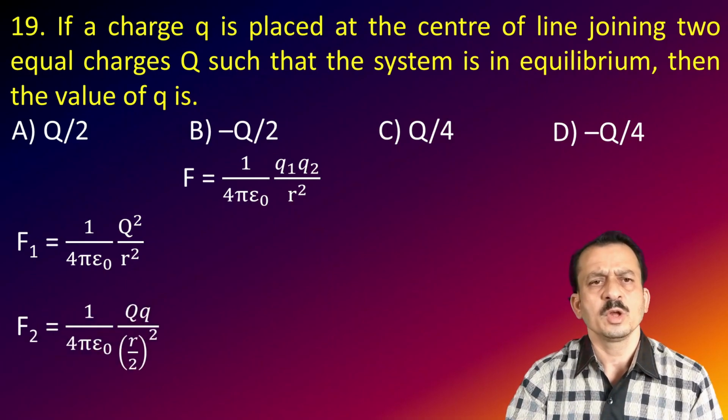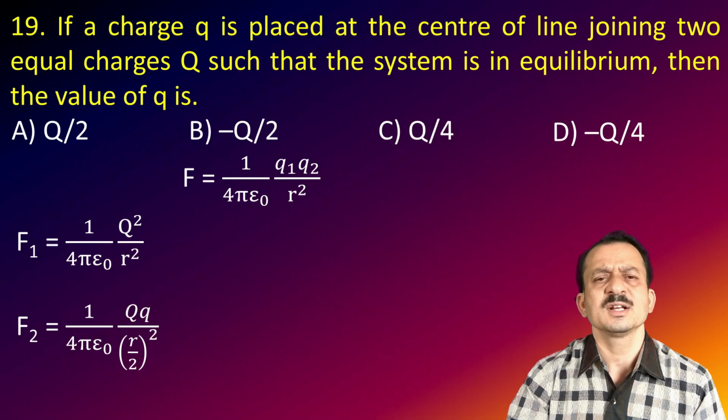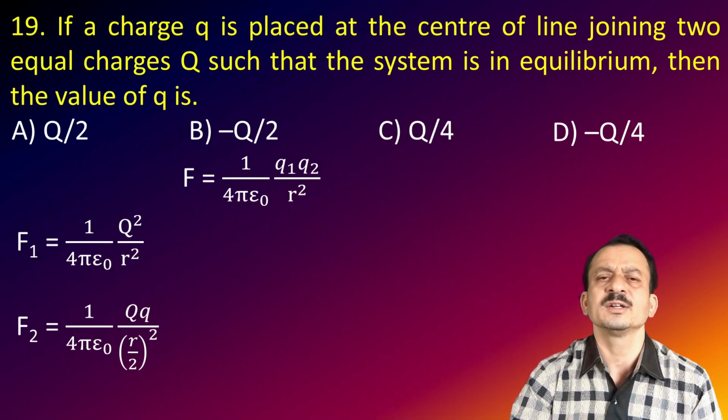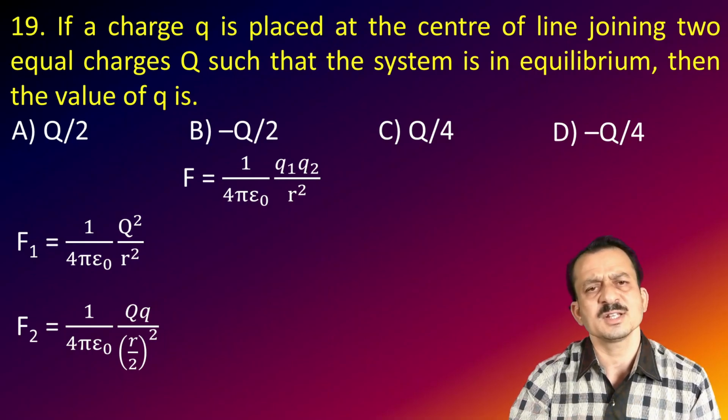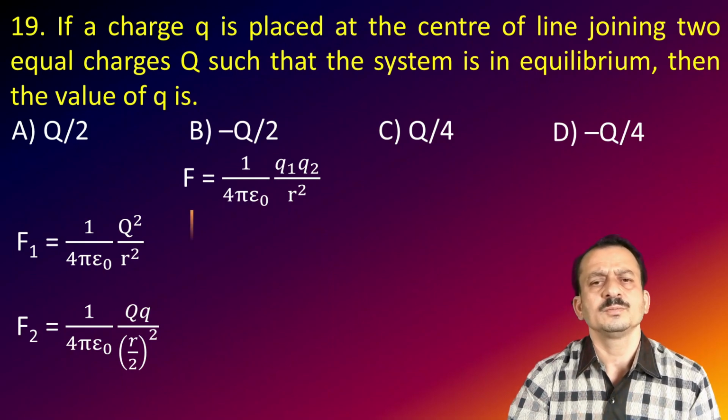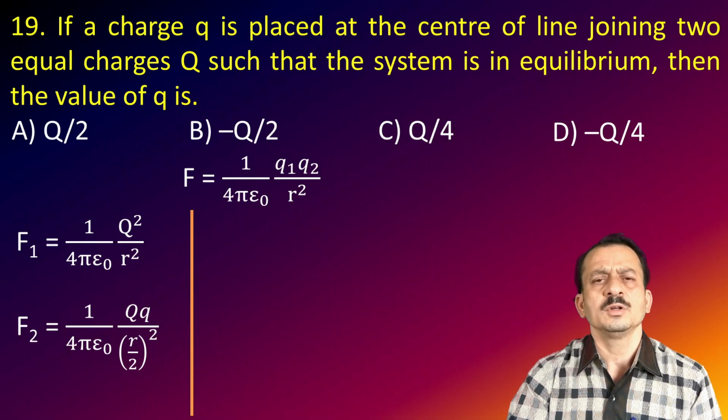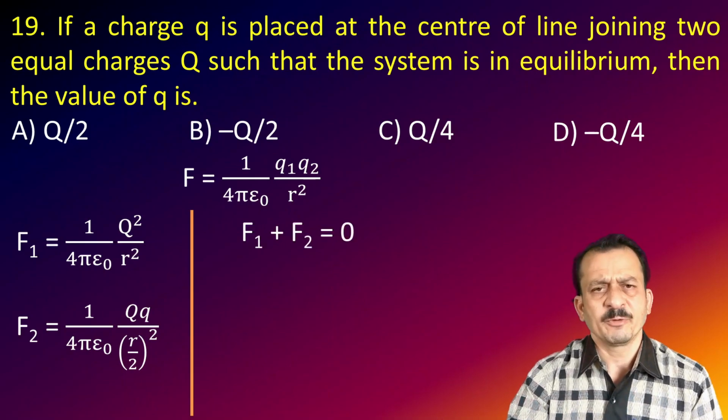Now the force due to a capital Q charge and the small q charge. Now small q is placed exactly at the midpoint. Therefore the distance becomes R by 2. Now F2 is 1 divided by 4 pi epsilon naught, one charge is capital Q, another one is small q divided by R by 2 whole square. Simplifying that, their sum should be 0 because the system is in equilibrium. F1 plus F2 is equal to 0.